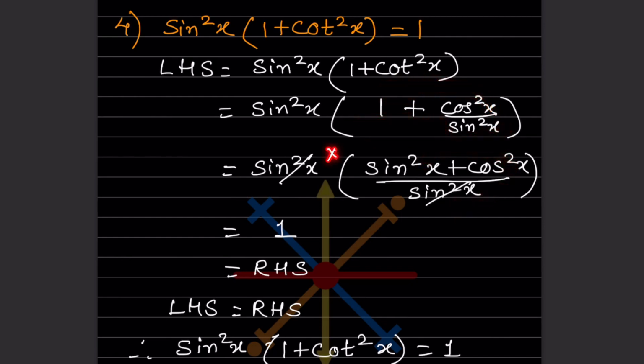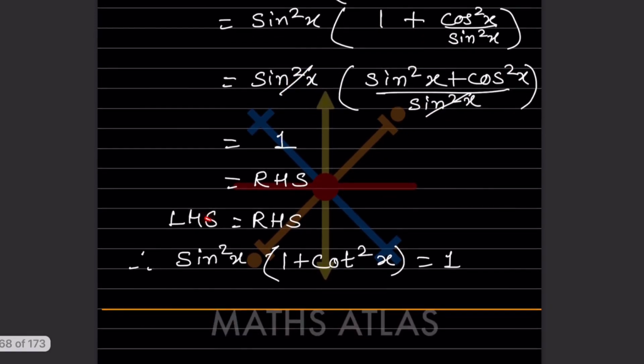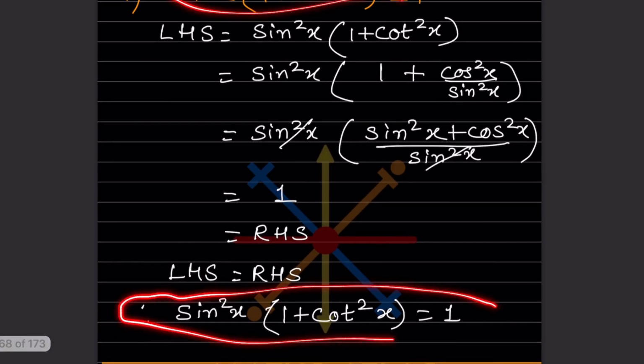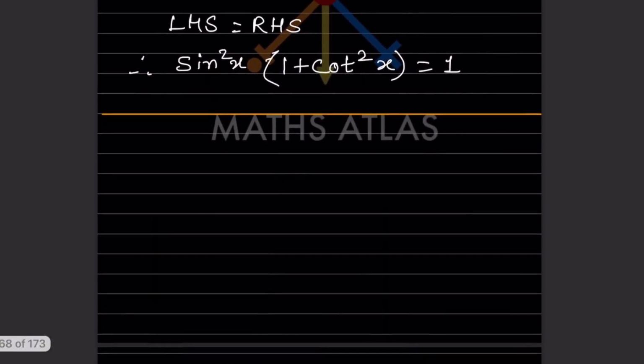So now this is actually multiplication, so this and this gets cut. So what remains is sin square x plus cos square x, which is 1. So which is RHS. So we can say left hand side, LHS, is equal to RHS. So this is equal to this one. So you have to write it because you have to prove it.